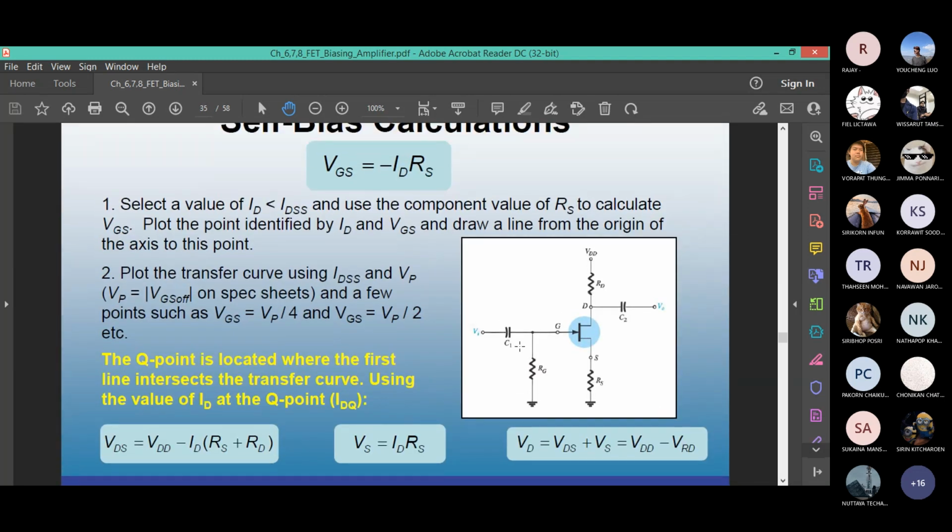You can solve both the input side and output side. For the output side, VDD minus ID RD minus VDS minus ID RS equals 0. From that, you can find the expression for VDS. It's a KVL equation. VS is what? From source to ground, the voltage drop, ID RS. Therefore, VGS is negative ID RS. You can also use the double subscript notation for some parameters.